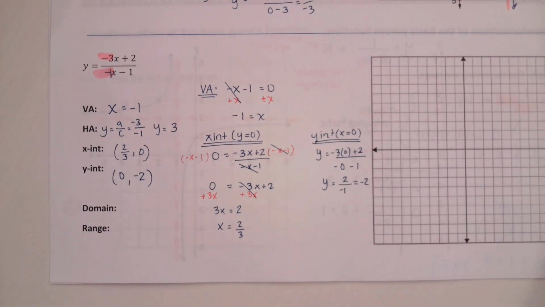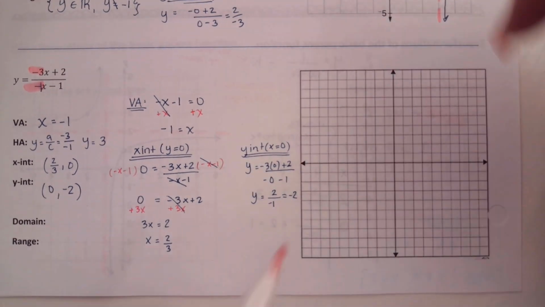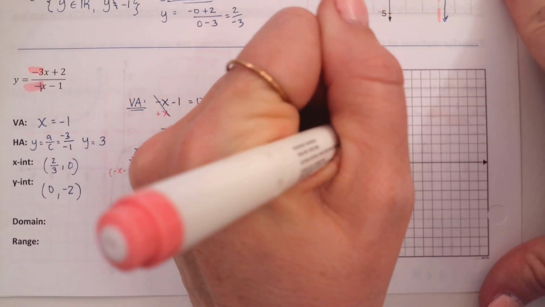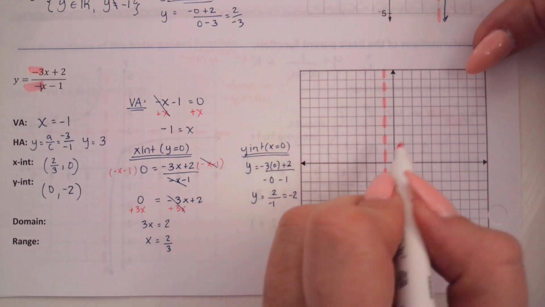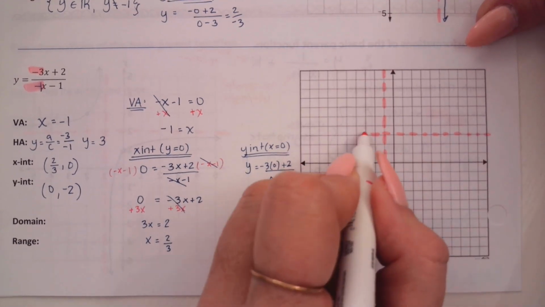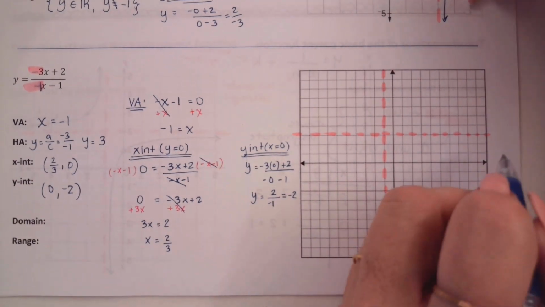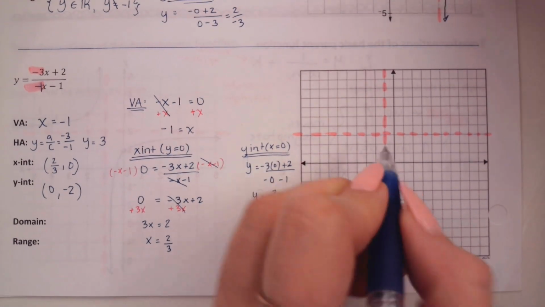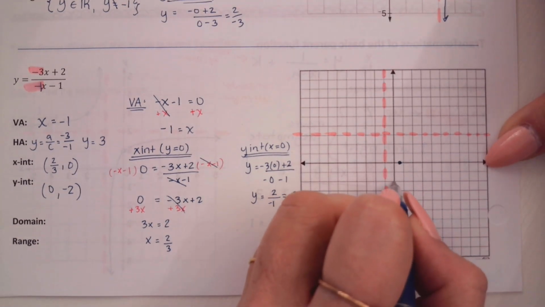All right, I'm going to put all that on my graph, and that'll kind of give me an idea if I need any extra points. So we have a vertical asymptote at x equals negative 1. We've got a horizontal asymptote at y equals 3. Okay, I'm going to graph the two intercepts and then determine if I need to find any more points. My x-intercept, my x-axis is here. So my x-intercept is at 2/3, 0. And my y-intercept is at 0, negative 2.